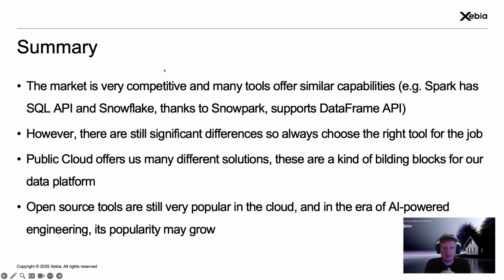And some summary at the end. Our market is really very competitive, so many tools offered by our market offer really similar capabilities. For example, Apache Spark already has SQL API, so we can work with Spark using Scala, Python, or SQL. And thanks to Snowpark in the Snowflake environment, they are supporting not only SQL API, but also DataFrame API. However, there are still significant differences. So we always need to choose the right tool for our job.